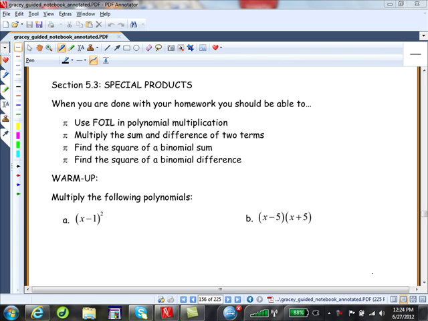As I said before, I consider FOIL more useful on a barbecue, but a lot of people like this method of multiplying two binomials, so I shall show it to you. Then we will be looking at multiplying the sum and difference of two terms, finding the square of a binomial sum, and the square of a binomial difference.